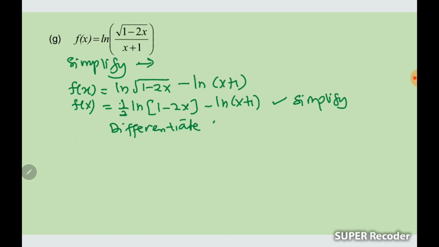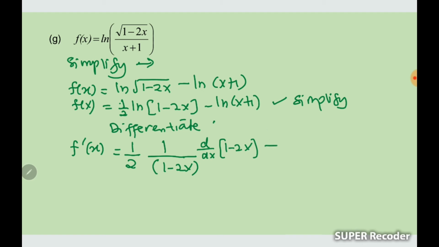So differentiate f, we get f prime x. Now half multiply with ln, we are going to use the product rule here. Half differentiate ln, the answer is 1 over 1 minus 2x. Remember, we haven't finished yet. You have to differentiate 1 minus 2x.